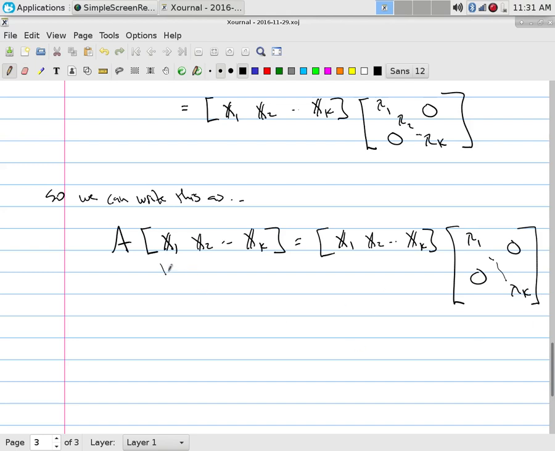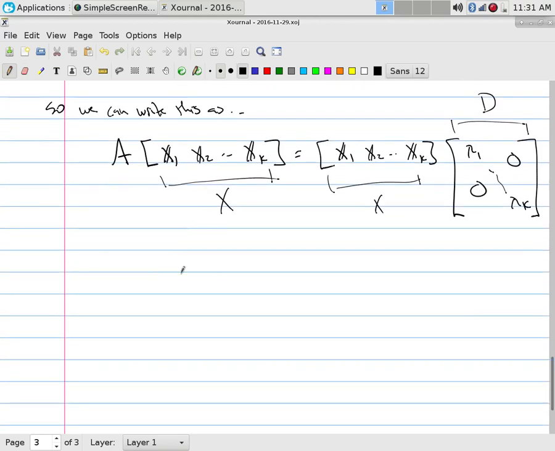And if I wanted to, I could just simply call this thing capital X. Since that's a diagonal, I'm just going to call that D. And so this looks like this: AX equals XD.